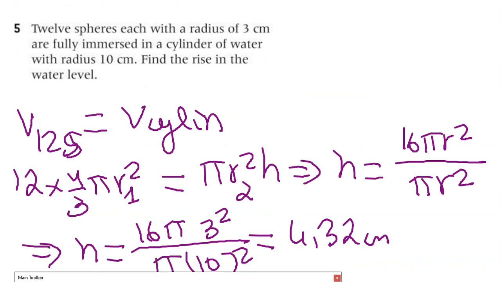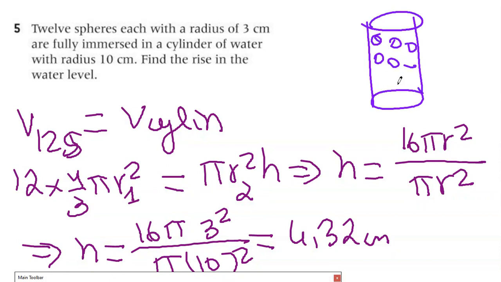Number 5 is also very easy. I have 12 spheres, each with a radius of 3, fully immersed in a cylinder. So this is a cylinder, and inside the cylinder I can put 12 spheres. The cylinder is full of water, but once I put in all those 12, all the water goes out of the cylinder. I know that the cylinder has a radius of 10 centimeters. Find the rise in the water level. It means I need to find the height.